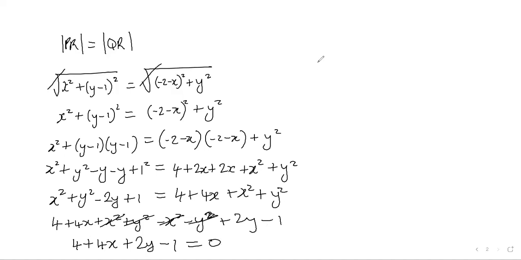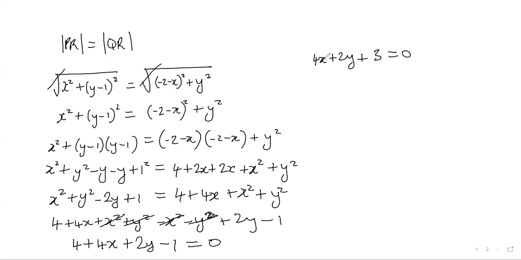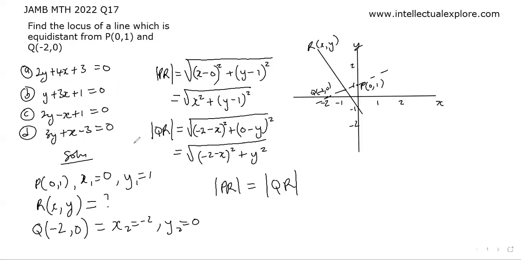So we write that out properly. You're having 4x plus 2y, 4 minus 1 is plus 3. 4x plus 2y plus 3 equals 0. Okay, so our answer goes to option A. So this is the equation that represents the locus of that point.